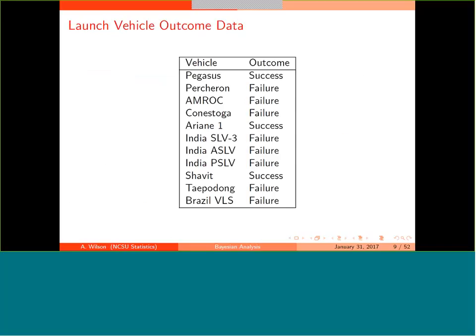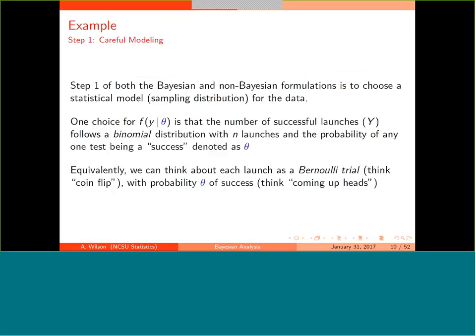And the data that we might have is a particular vehicle, and again, we would have some outcomes of success and failure. So if I'm working through this problem, thinking about a Bayesian analysis, something that's interesting is that the first step that you take, whether you're doing a Bayesian or a non-Bayesian formulation, is to actually do a very careful formulation. Often a statistician will call this defining a model or selecting a model for the data. And so what does that mean?